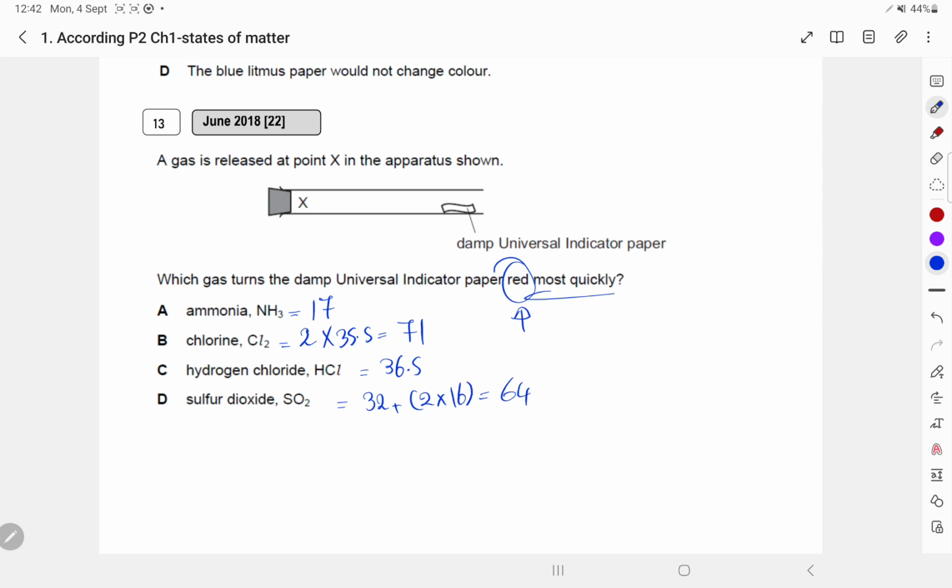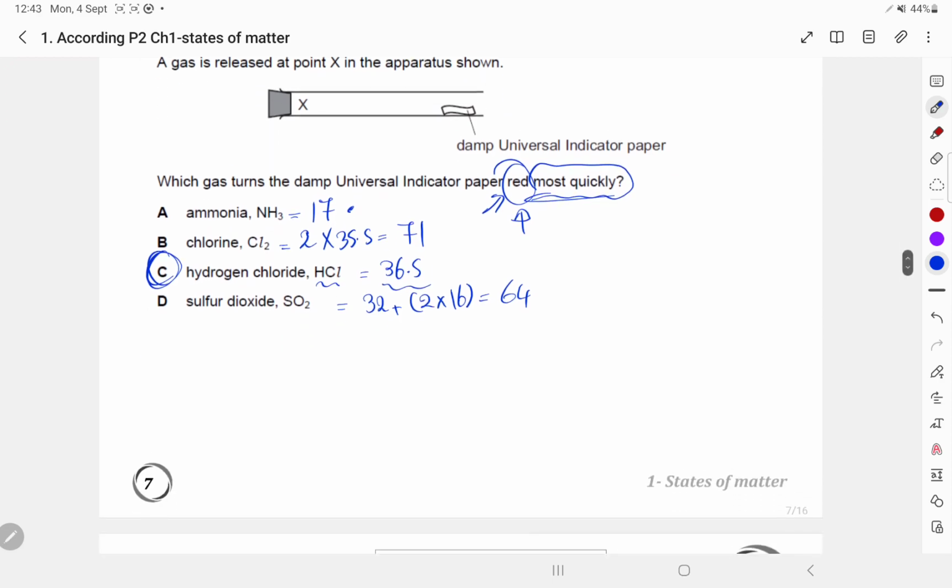So I have to choose the quickest acidic one. If you choose the quickest only, the most quickly, and you didn't care about the word red, so you will choose the ammonia. But this is incorrect answer because ammonia is alkaline. So we have to choose the next one, which is the HCl, the second lightest one, because it is acidic.